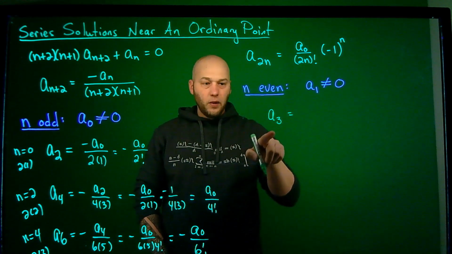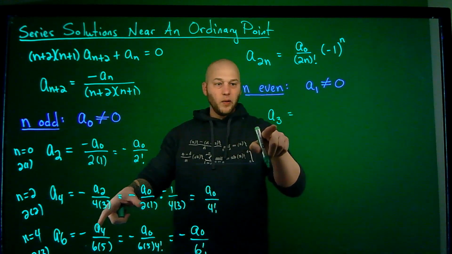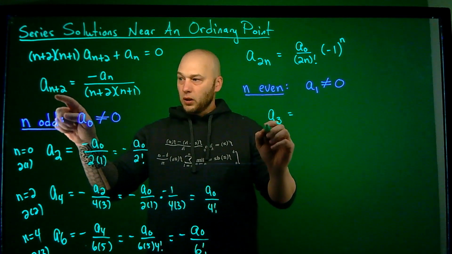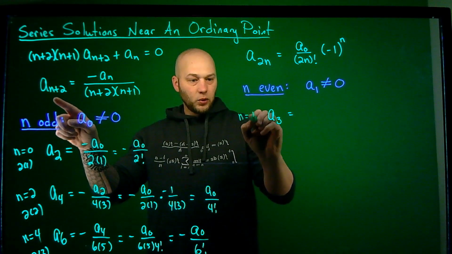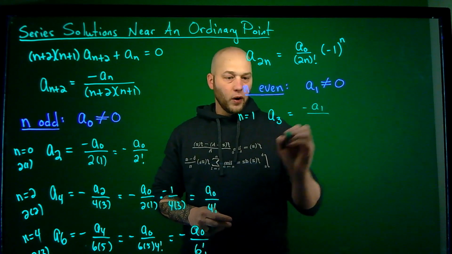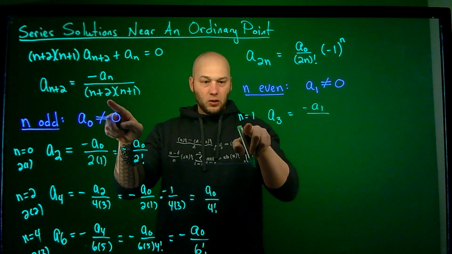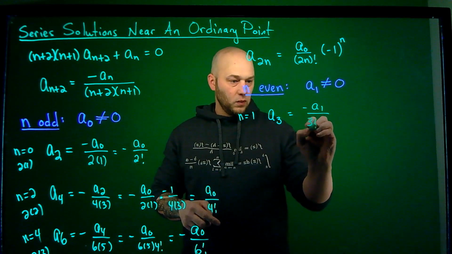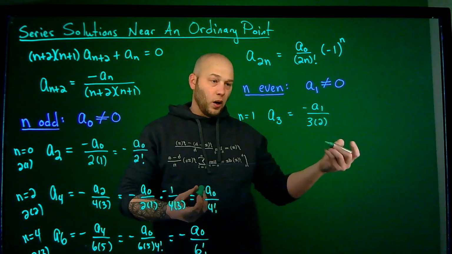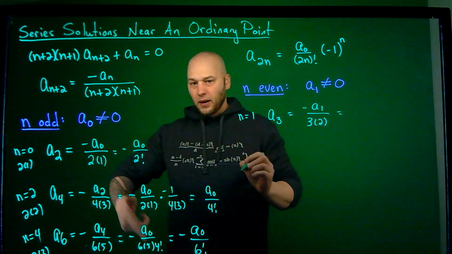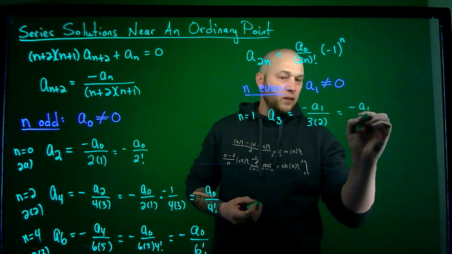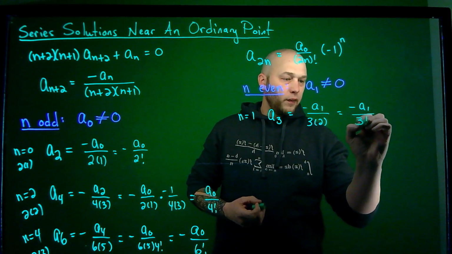All right, A3, using the same argument that I did over here. If the subscript is 3, then in this case, using this formula, n is equal to 1. Now, if I go over to here, that's going to be negative A1 over, so n plus 2, that means 3 times 2. Of course, 3 times 2 is the same as 3 times 2 times 1, and since over here I had factorials, I'm going to just write that as a factorial. So negative A1 over 3 factorial.